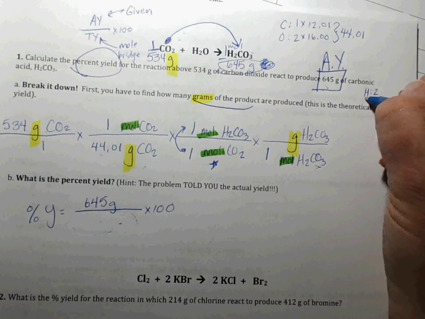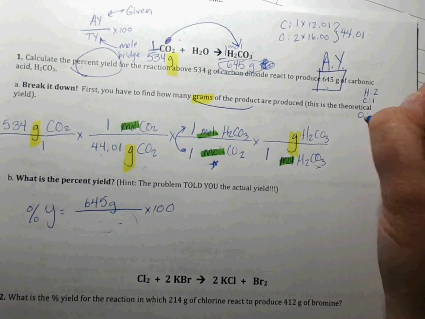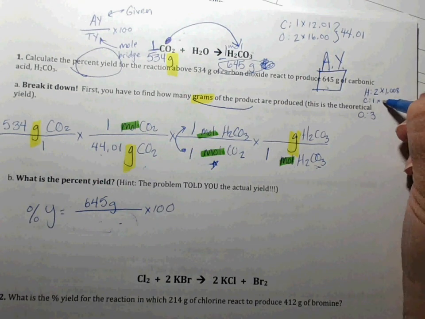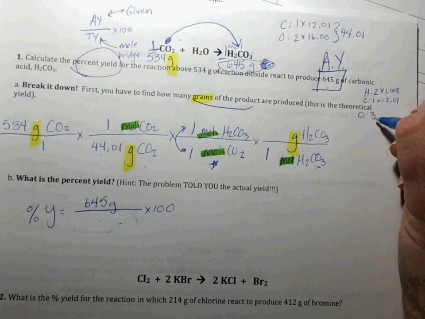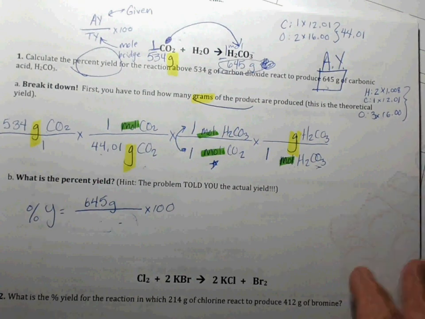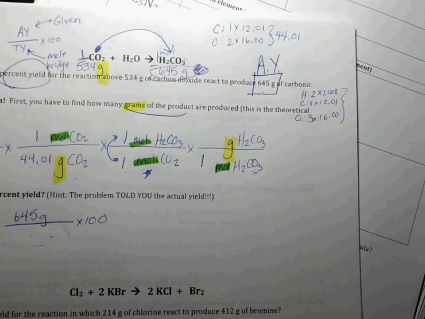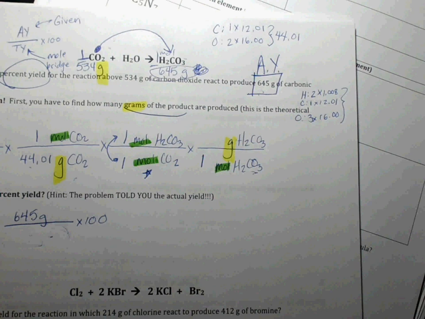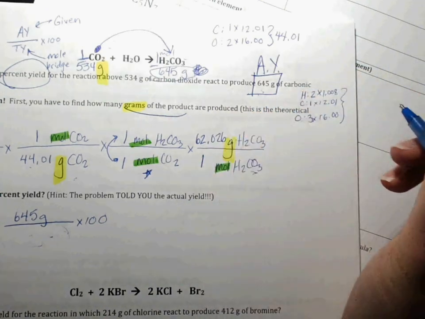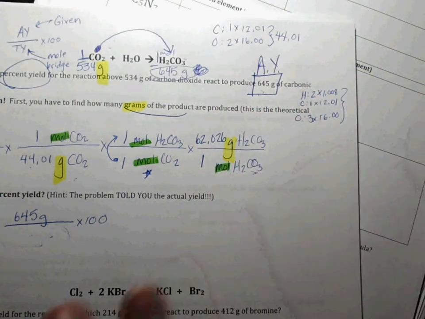We have 2 H's, 1 carbon, 3 oxygens. If you check your periodic table, the mass of hydrogen is 1.008, the mass of carbon is 12.01, and the mass of oxygen is 16. And if you add that all up, you get that the mass of carbonic acid is 62.026 grams.